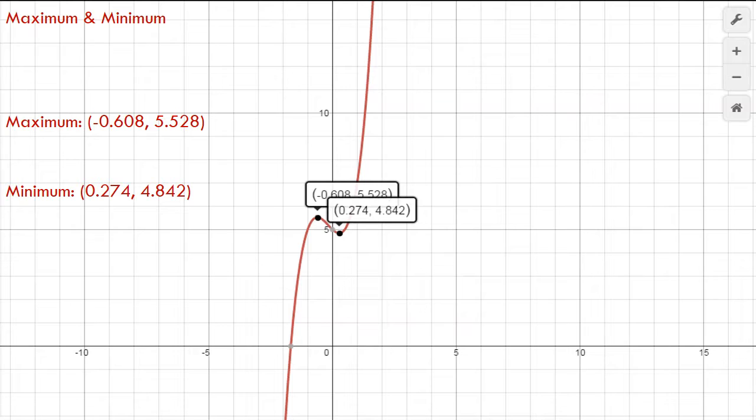Now time to find the maximum and minimum. The maximum for my graph is (-0.608, 5.528), and the minimum is (0.274, 4.842).